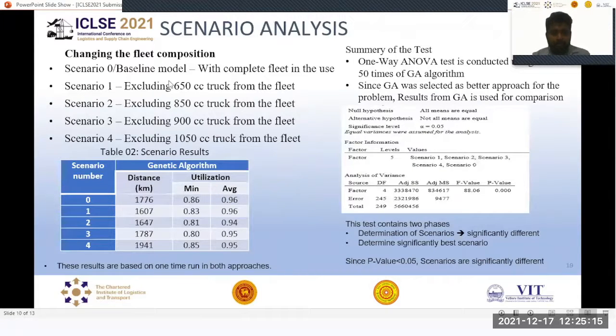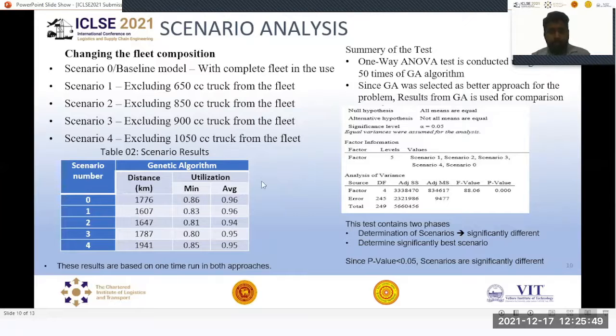Then we define scenarios based on the baseline model. Scenario 0 is the baseline model which we use to compare. In Scenario 1, we exclude the 650cc truck, which is the smaller capacitated vehicle. In Scenario 2, we exclude the 850 and use the other 3. In Scenario 3, we exclude the 900 capacitated vehicle. In Scenario 4, we exclude the largest capacitated vehicle and we use the other 3 to distribute.